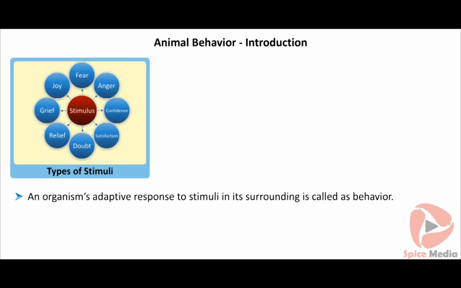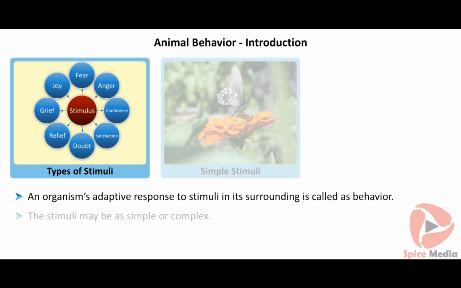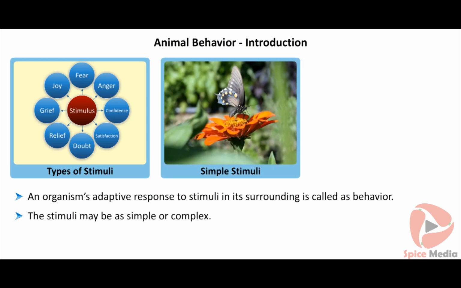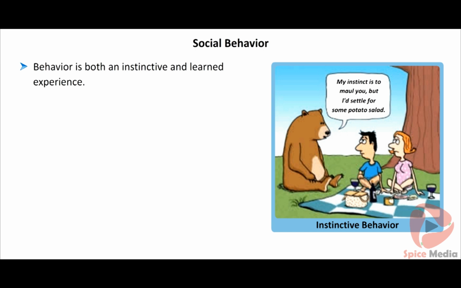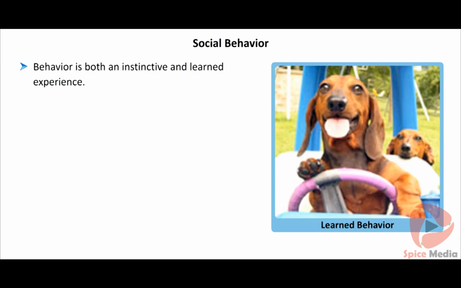An organism's adaptive response to stimuli in its environment is called behavior. The stimuli may be as simple as the smell of food or as complex as fear or anger. The nervous system is involved in perceiving the stimuli as it receives them via sensory nerves and responds via motor nerves, which designs the pattern of behavior. Behavior is a reflection of both instinctive and learned experience.